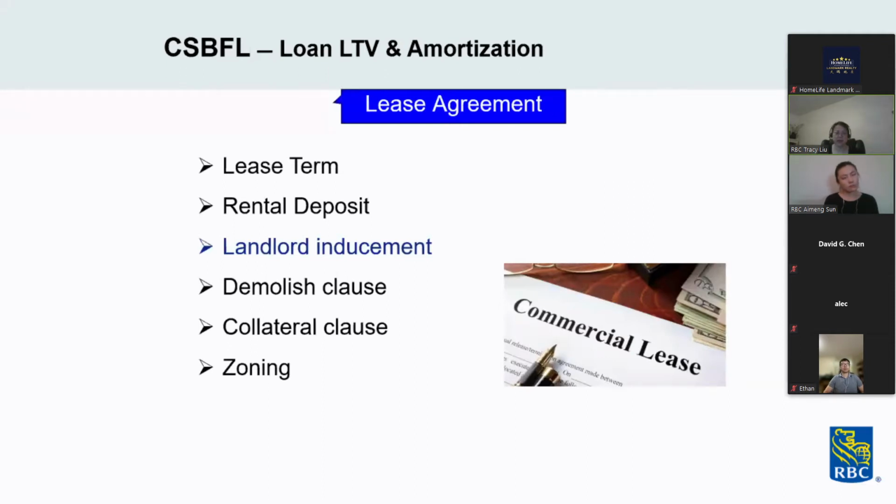Zoning as well. Sometimes we see that commercial premises' zoning for your unit is only for 30% retail and 70% wholesale, but the client wants to open a restaurant, and that's not the case. So we have to look very carefully at these things.